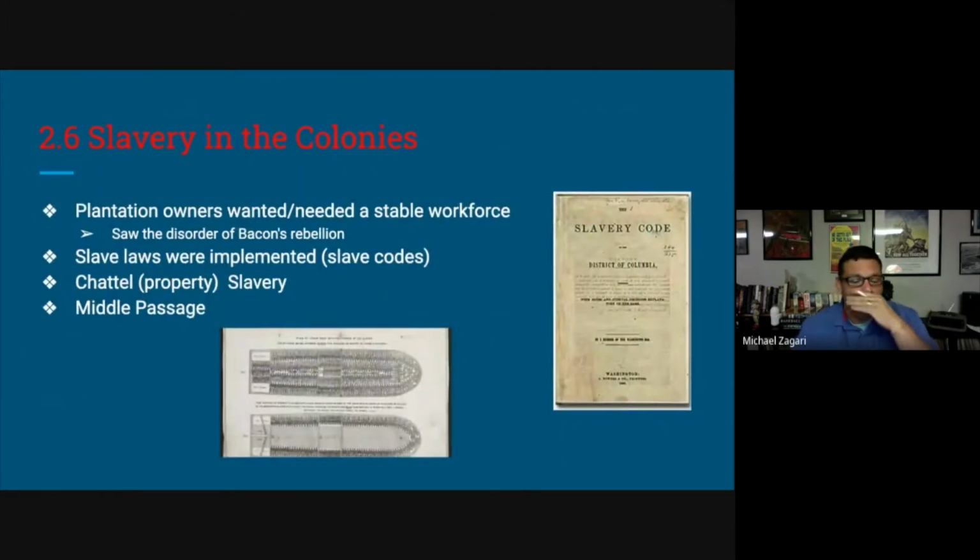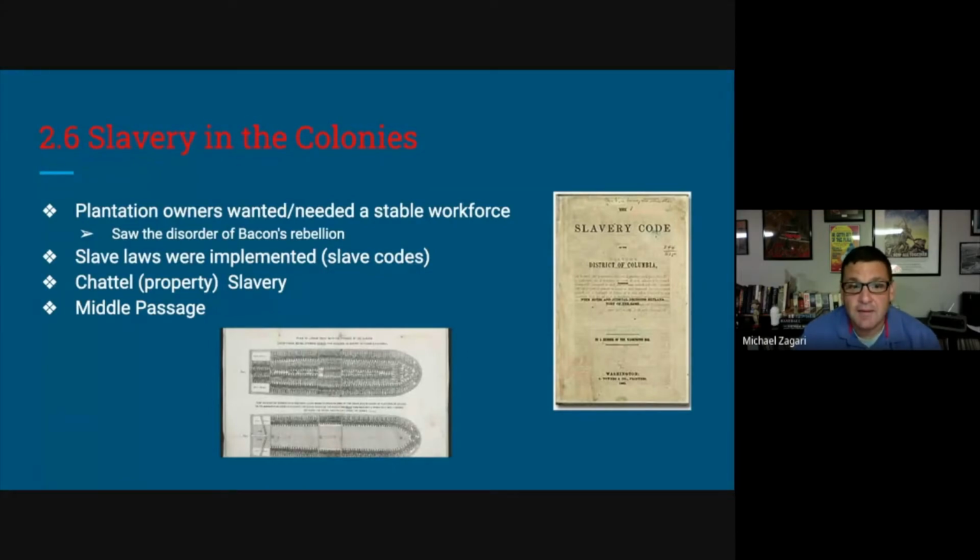Okay, now we talked about one group that was being oppressed, the American Indians. Now we're going to look at slavery in the colonies. So now these rich plantation owners that are living in the South wanted and needed a stable workforce, okay? They saw the disorders that were happening with the indentured servants of Bacon's Rebellion, so they saw a stable workforce in the slaves coming into the colonies.